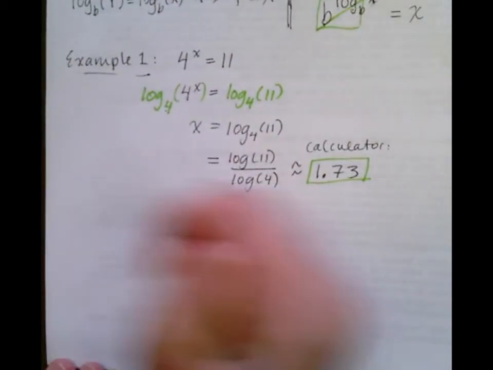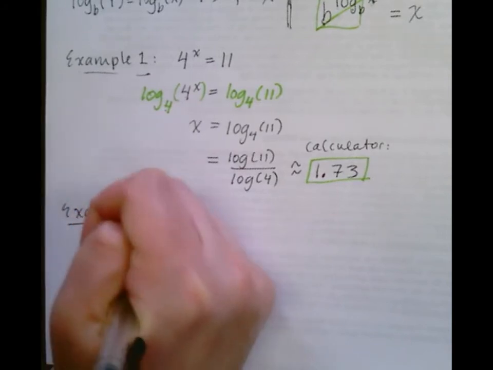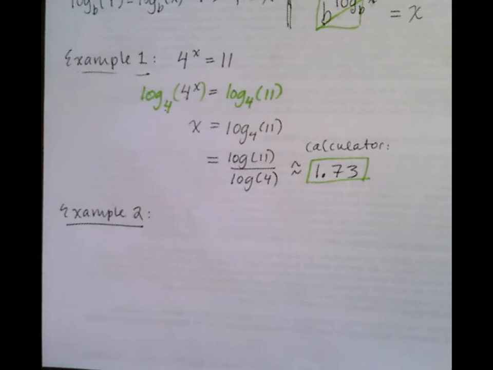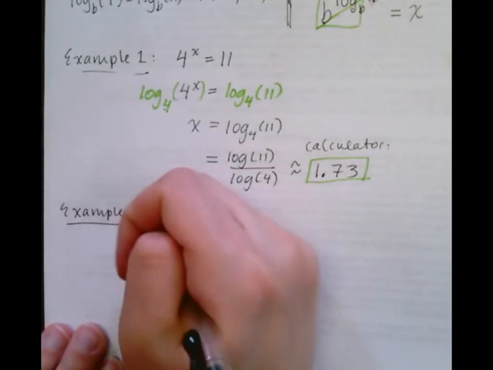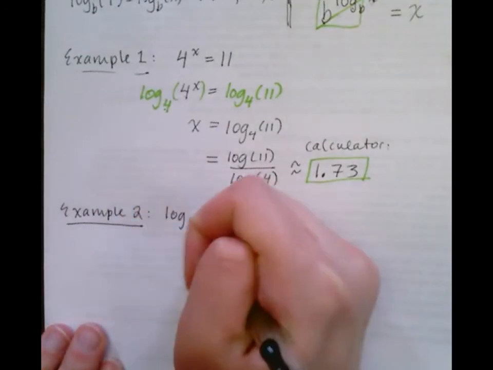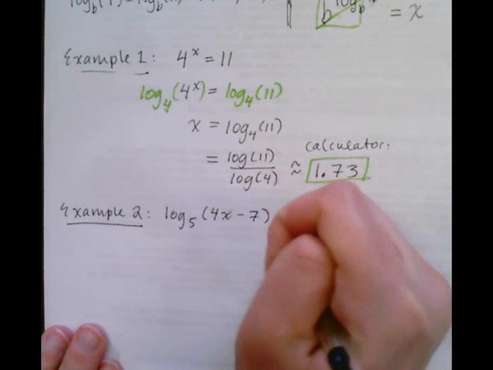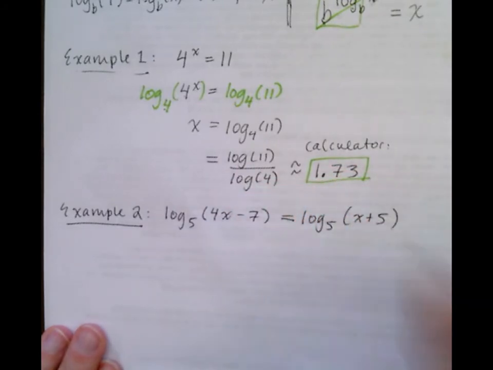So our next example is log base 5 of 4x minus 7 is equal to log base 5 of x plus 5.